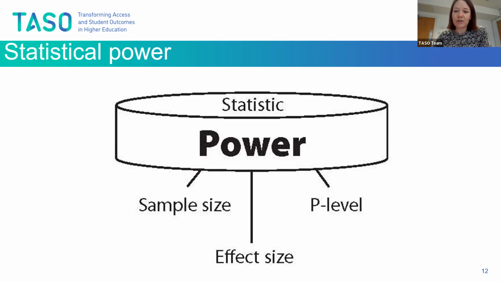If we reduce the power, so if we were to power ourselves to like 50 or 40%, we increase the likelihood of not detecting that true effect and observing a false negative. So you can see why, in order to observe an effect that does exist in the larger wide population, we need to be well powered. Essentially, that means we need to have a sample size that's big enough.